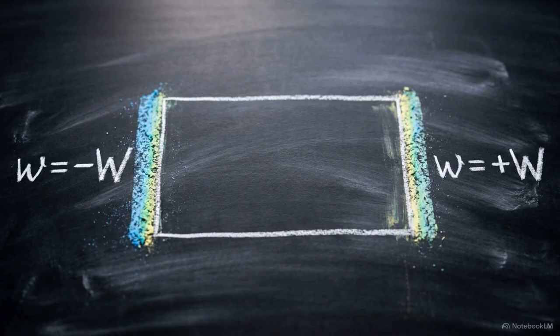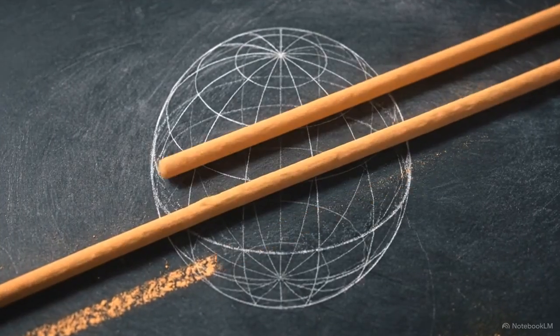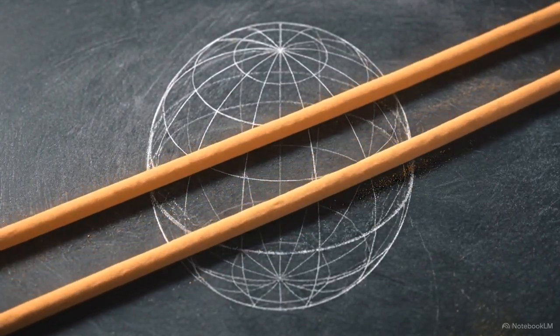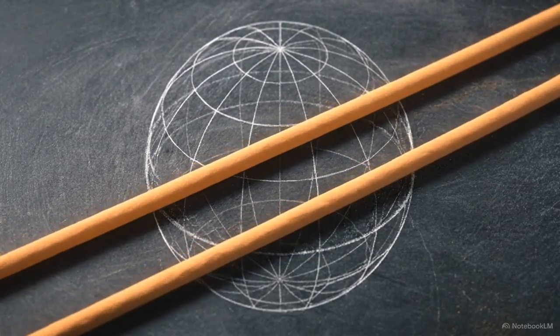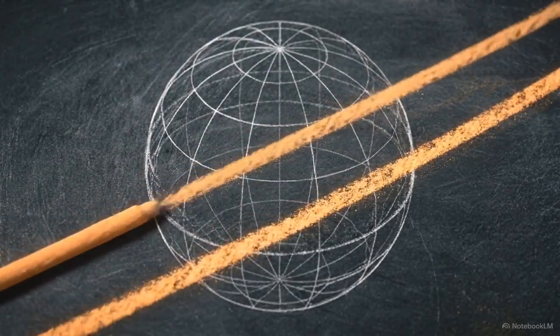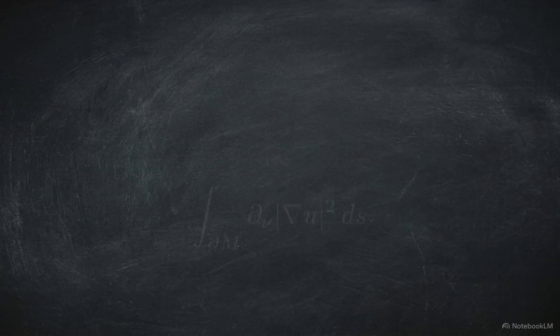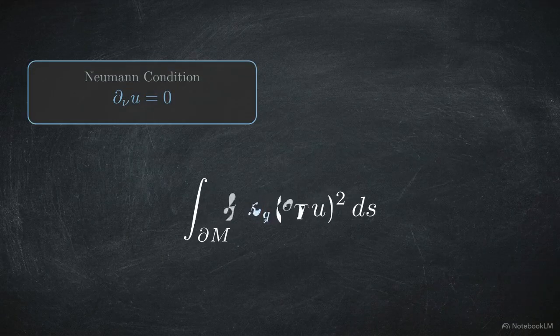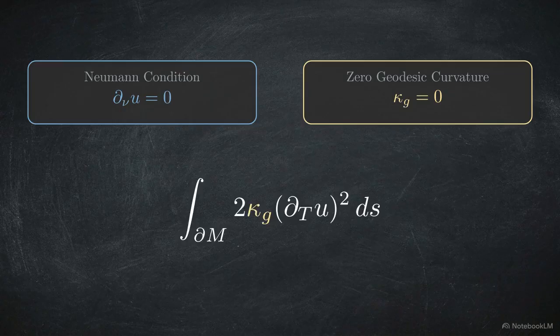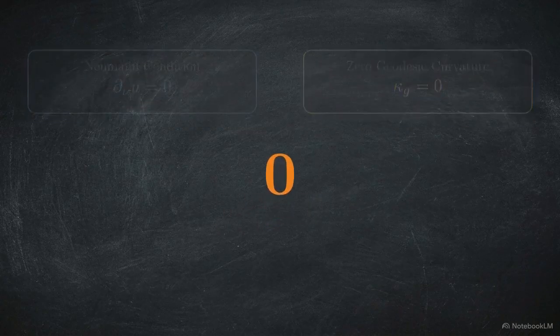plus or minus w. Because this surface was cut directly from a totally geodesic sphere, the boundary curves themselves are geodesics within the intrinsic geometry of the surface. The defining geometric property of a geodesic boundary is that its geodesic curvature, kappa sub g, is exactly zero. We enforce a Neumann condition at the boundary edges. Combined with zero geodesic curvature, the boundary flux integral completely vanishes.